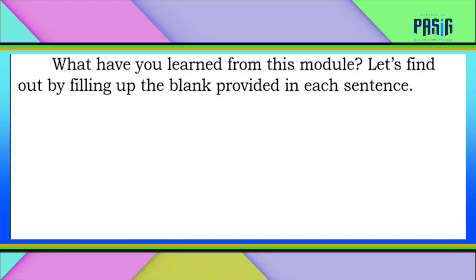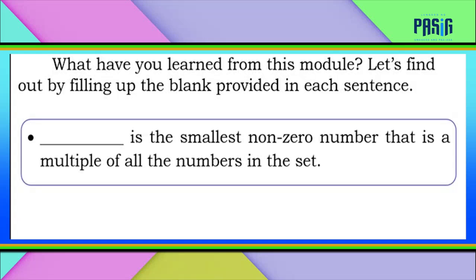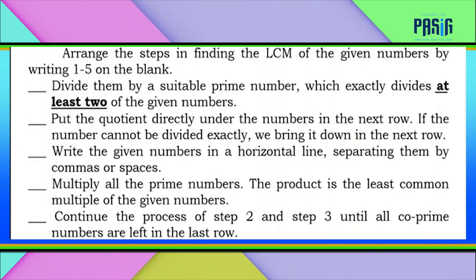What have you learned from this module? Let's find out by filling up the blank provided in each sentence. Blank is the smallest non-zero number that is a multiple of all the numbers in the set. Next, arrange the steps in finding the LCM of the given numbers by writing 1 to 5 on the blank.